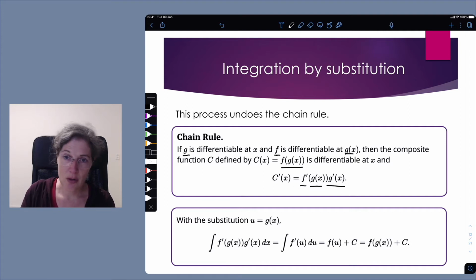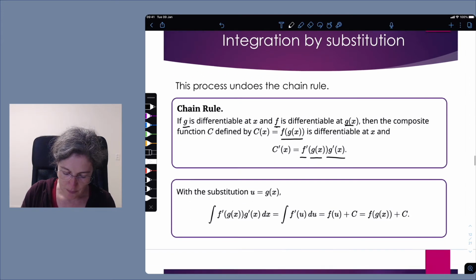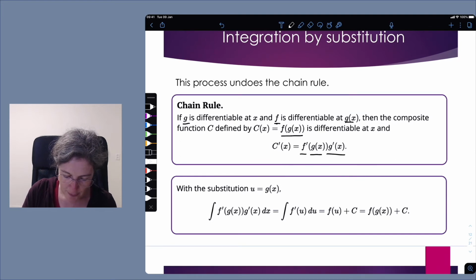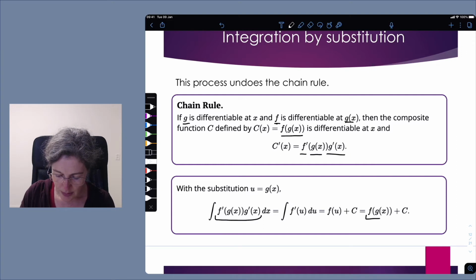Okay, so if we go in the opposite direction, what we must have is that the derivative of our composition is equal to, when we integrate, this composition here. So the question is, how do we do that? And the trick is that we make the substitution u is equal to g of x. So this is going to be a lot more straightforward if I just show some examples.